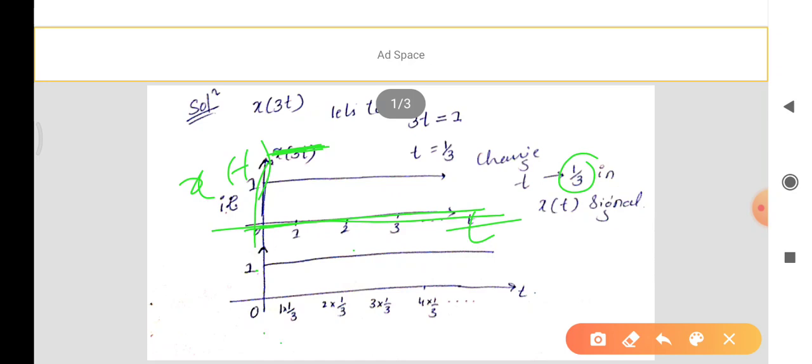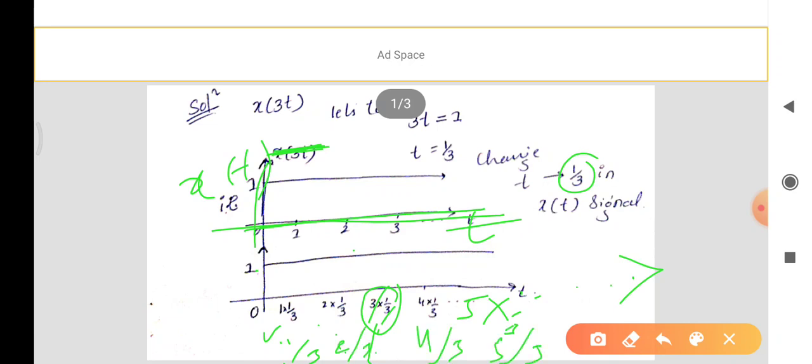So 1 second into 1 by 3, 2 into 1 by 3, 3 into 1 by 3, 4 into 1 by 3, 5 into 1 by 3, and so on up to time t. Once you have done that, just simplify. 1 into 1 by 3 is nothing but 1 by 3, then 2 by 3, then 3 gets cancelled, it is 1. So it is 1 by 3, 2 by 3, 1, 4 by 3, 5 by 3, and so on.